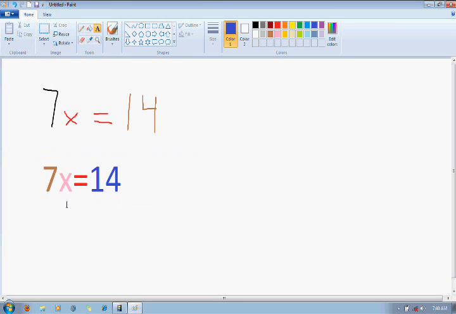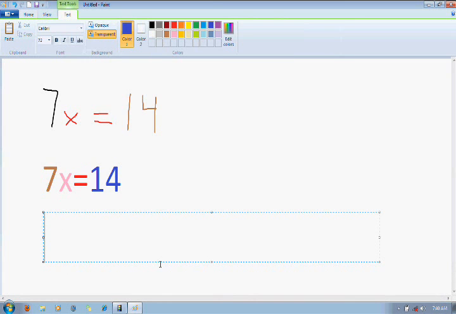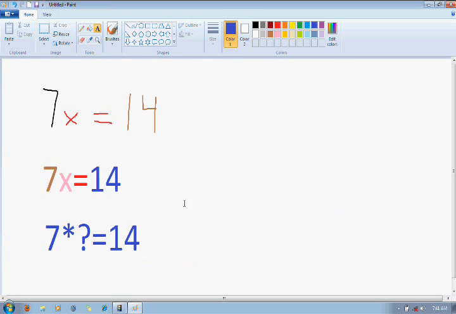Now if you take a look, you're trying to find out what x is, because what you're basically saying is 7 times I don't know what equals 14. So this is the same as saying 7 times I don't know equals 14. And you can do a variety of things to try to figure that out.